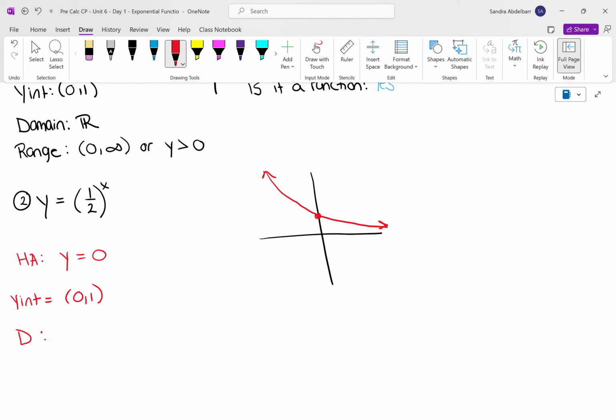What is our domain? Left to right. All real numbers. Goes on forever, left and right. What about our range? Bottom to top. Same thing. Y is greater than 0 or 0 to infinity, however you want to represent it. All right, is it a function? We're going to see, does it pass the vertical line test? Yes.